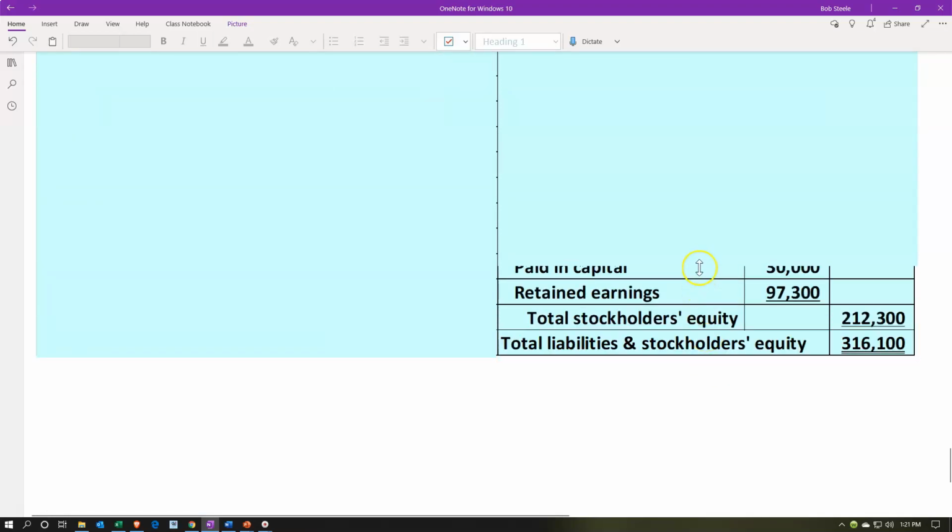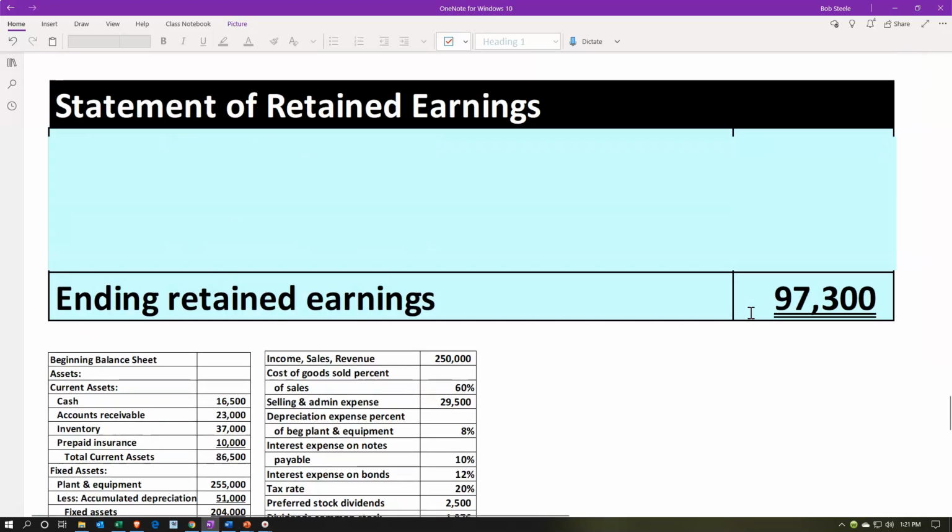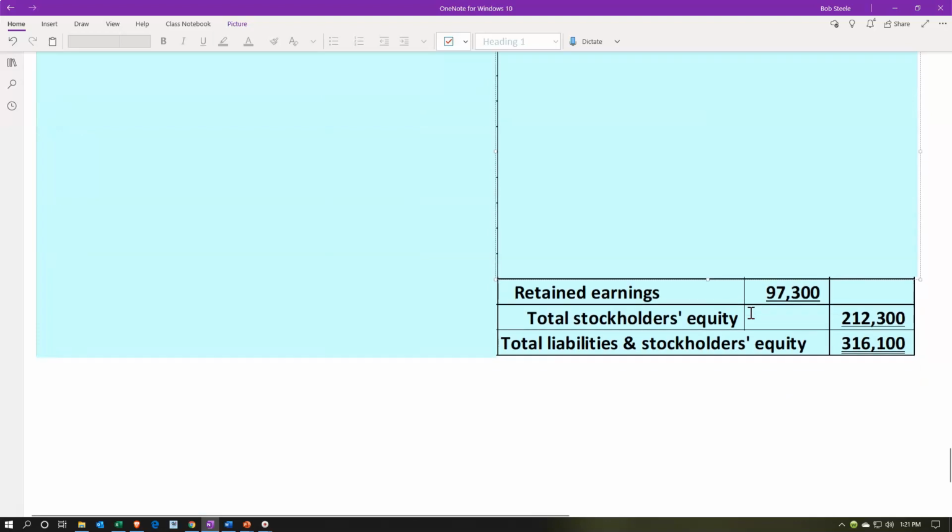So we'll need that number on the balance sheet down here to be going into the retained earnings, the 97,300, the 97,300. That's the link I want to basically focus in on.